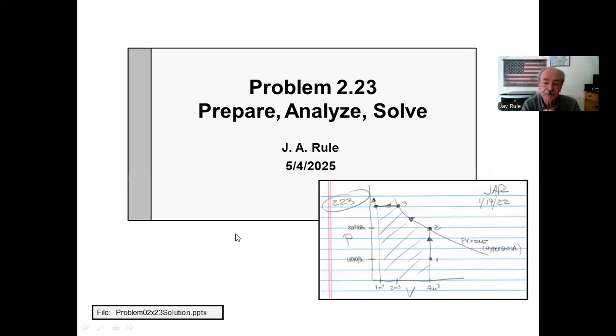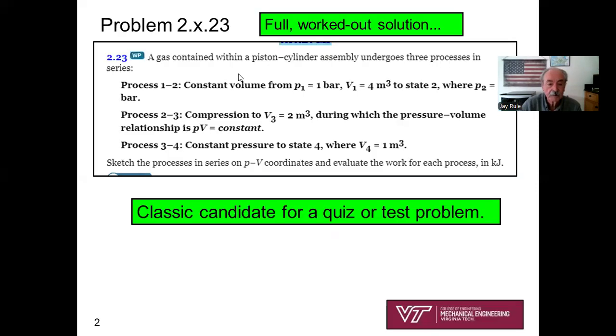So here we go. I've selected problem 2.23 to work out from start to finish. So let's go ahead and start having a look and start solving. I'll read quickly the problem statement. That's the first step in problem solving, carefully reading what the problem says, the whole problem.